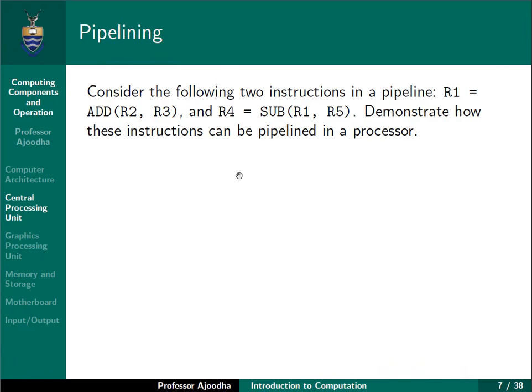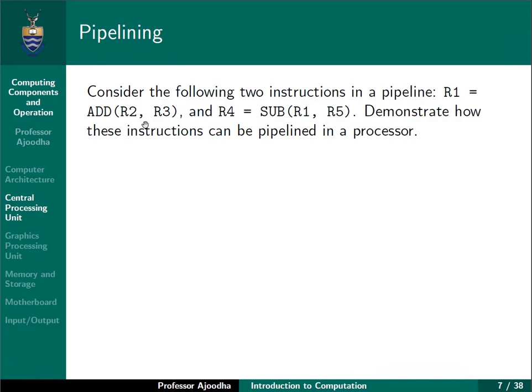Suppose we've got the following two instructions. We've got the instruction R1, which is to add R2 and R3. Okay, so that's what we have there, and that adds the values in the registers R2 and R3 together and stores the result in R1. So that's what it looks like. R1 is equal to add R2, R3. So add what's in the two registers R2 and R3, and put it into R1.